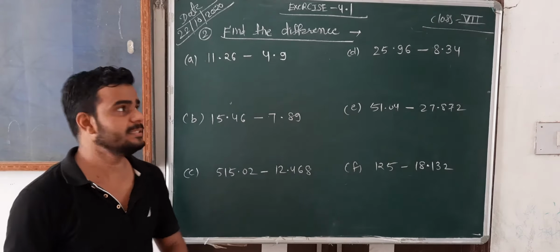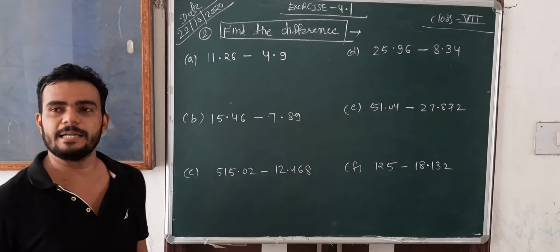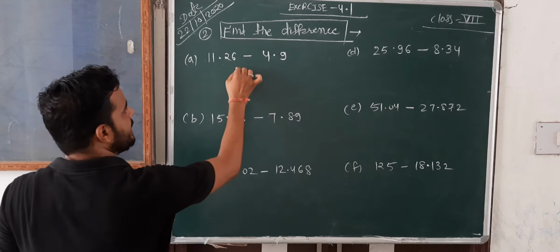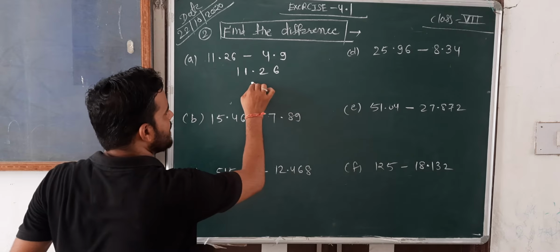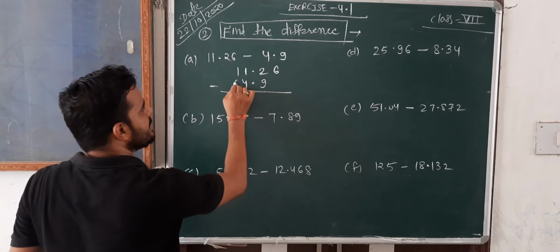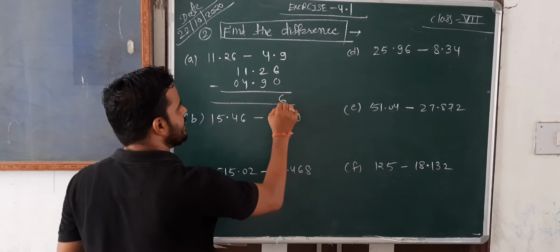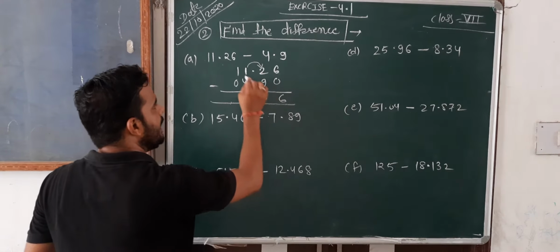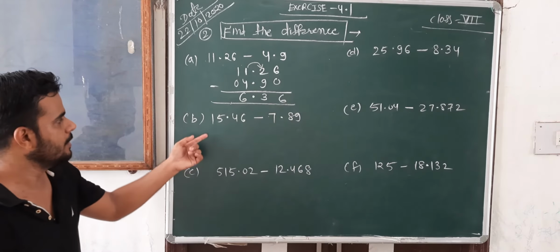Okay, so our next second question is there. Find the difference. It means now we have to find the difference of the given numbers. 11.26 minus 4.9. So at the decimal place we will put the decimal and 9 as it is and 4 also as it is. Blank place you just put the 0 and 0. Okay, so now we have to subtract both of these. Then 6 minus 0 is 6. 12 minus 9 then 3. Okay, and 10 minus 4 then 6. So the answer is 6.36. Any doubt?